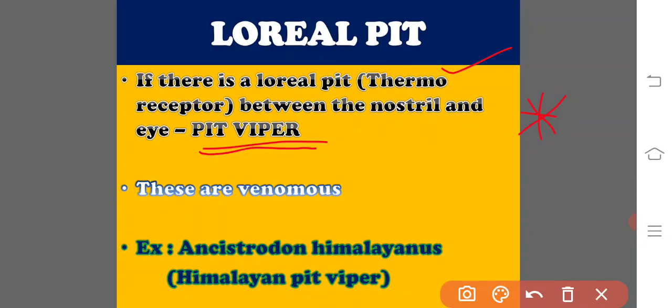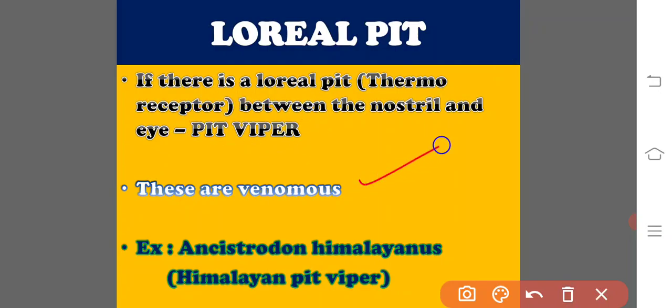Due to the presence of the thermoreceptor, they can easily identify prey like small chicks, otherwise birdlings, as well as rats and mice. So then they can easily bite and swallow the small organisms as prey. The pit acts like a thermoreceptor, and it is located in between the nostril and the eye. Hence, with the presence of the pit, they are termed as pit vipers.